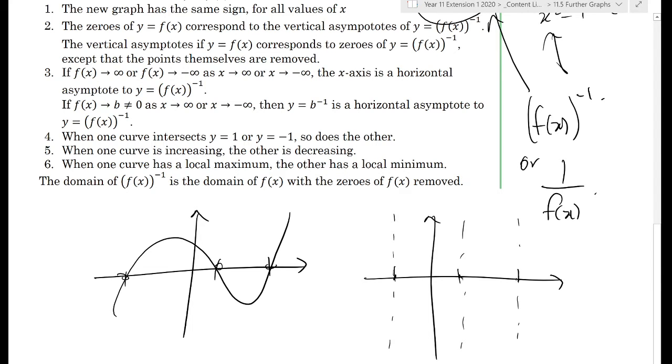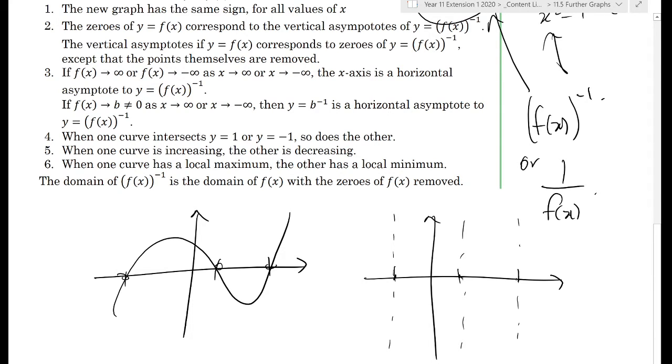Okay, so what this is basically saying, if my function is going to infinity as my value for x is going to infinity, so the further and further I go out here, my function goes closer and closer to infinity, then, hang on, that doesn't make any sense whatsoever. I might need to start this again.